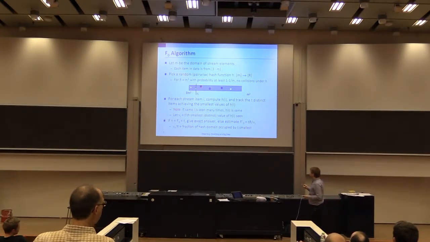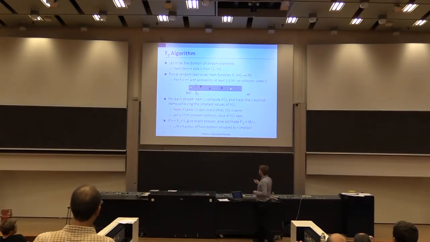Then I should expect a uniform fraction. I should expect the k elements with the smallest hash values to achieve a roughly k over m fraction of the domain when I hash them. So this Vt should be roughly a k over m fraction of this range. If things are uniform, that's exactly what I get. So what I'll do is use this hash value to build my estimator.